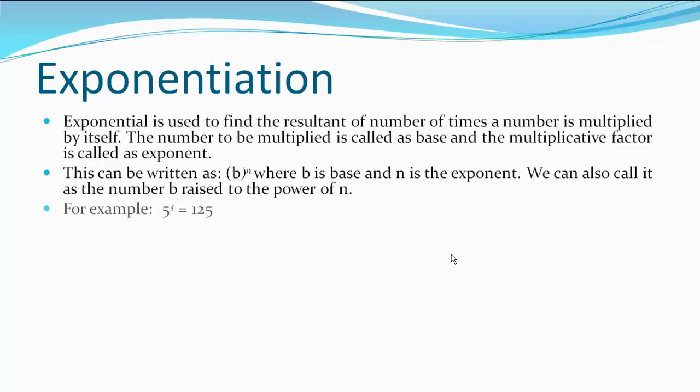For example, 5 raised to the power 3. Here 5 is the base and 3 is the exponent. Here we are multiplying 5 with itself 3 times, that is 5 multiplied by 5 multiplied by 5. The result comes out to be 125.